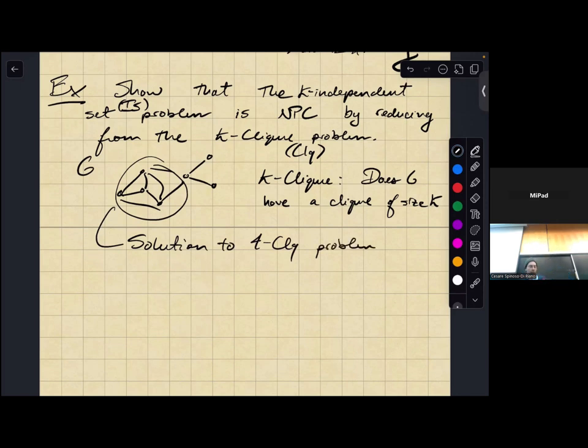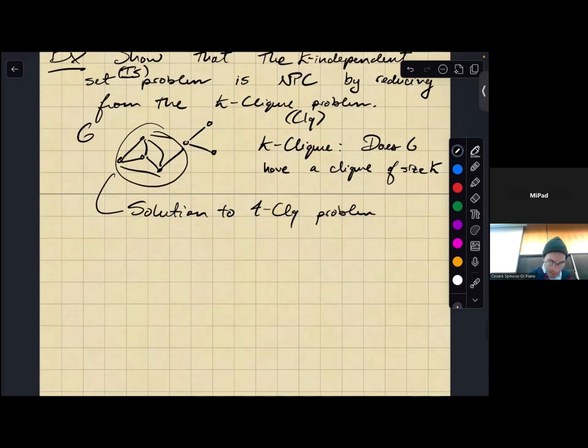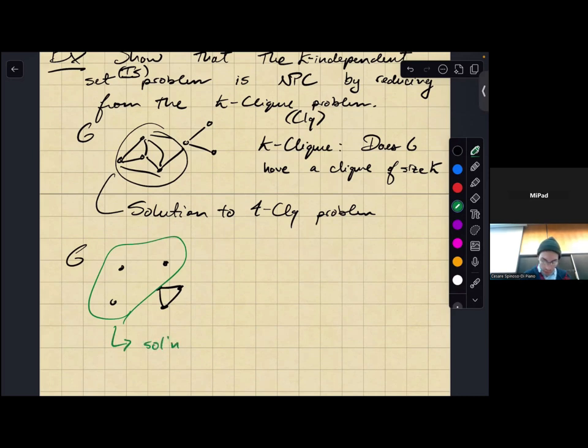Okay, excellent. What is the independent set problem? So the independent set problem is, again, suppose I have a graph. This is another graph, G. An independent set is a subgraph of G where none of the vertices are connected, right? So in this case, if I ask, is there an independent set of size 3? Then the answer again is yes, because this subgraph is a solution to the 3 independent set problem.